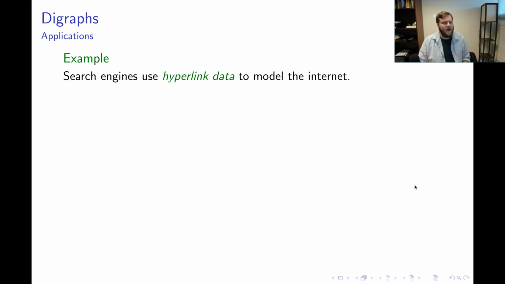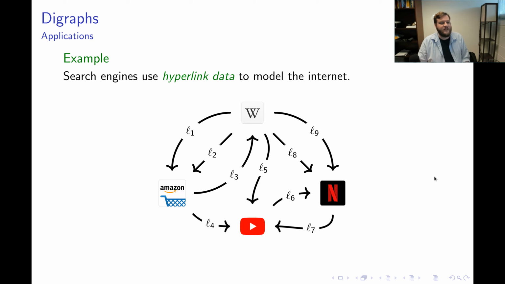Now, another area where we could use a directed graph is the internet. If you think about it, what is the internet? In some sense, it can be distilled down to a bunch of web pages and then a bunch of hyperlinks between web pages. So in this example, I'm using a directed graph on 4 nodes to model part of the internet. One of the nodes here represents Wikipedia, another node represents Amazon, another YouTube, and another Netflix.